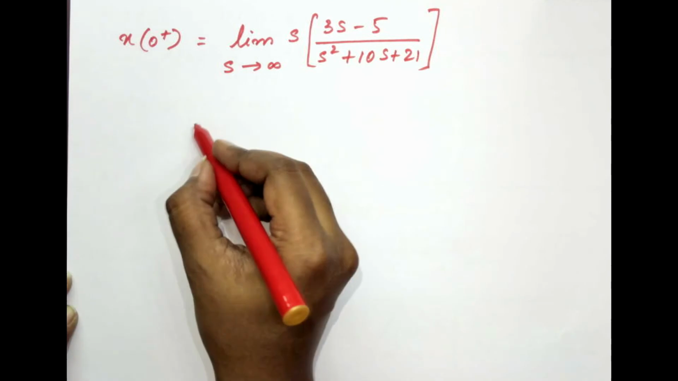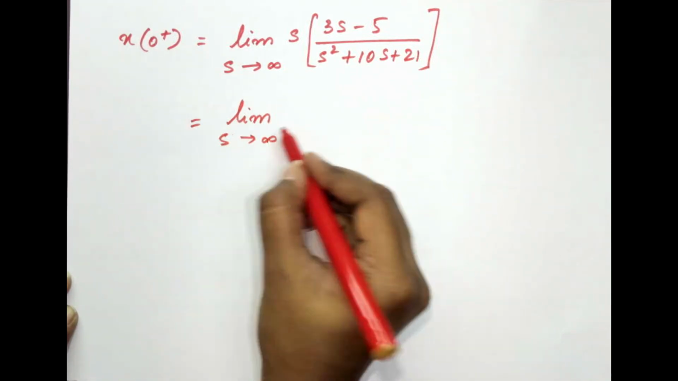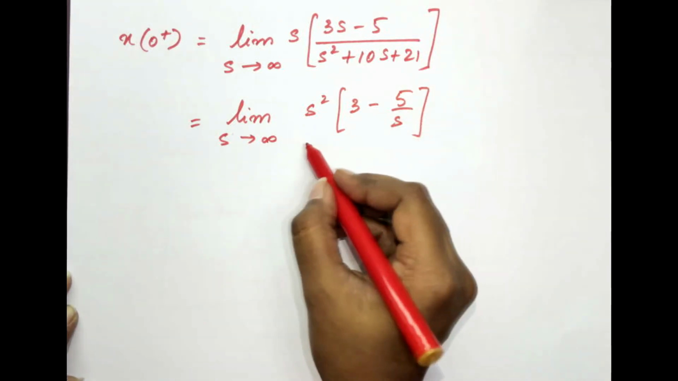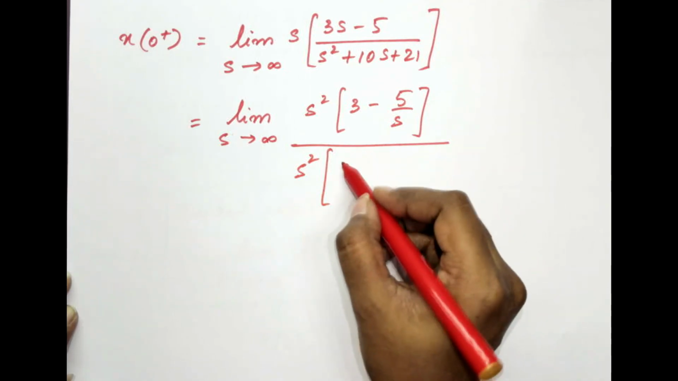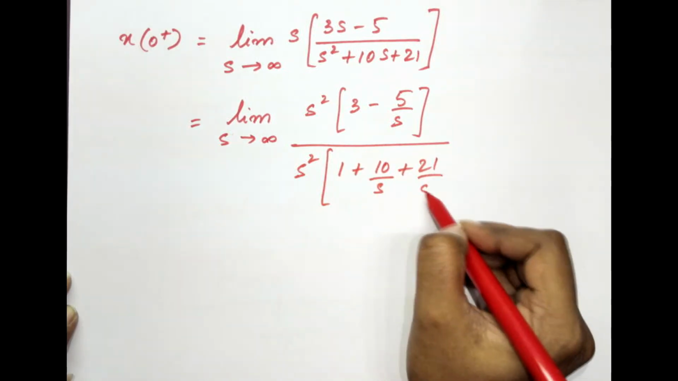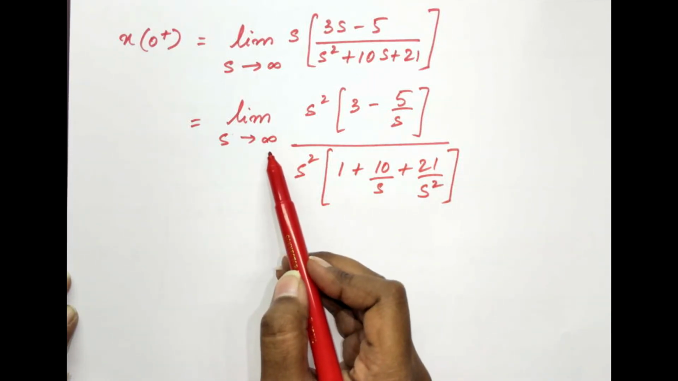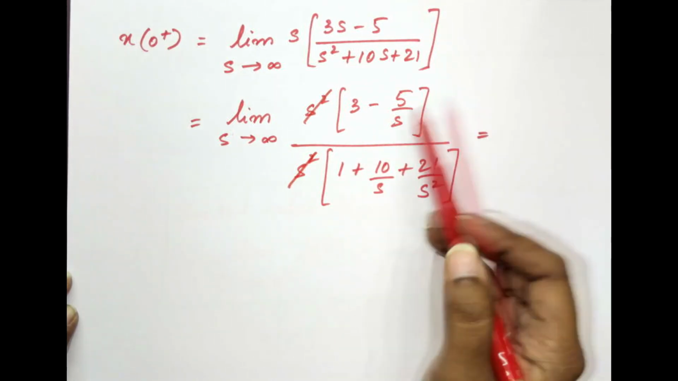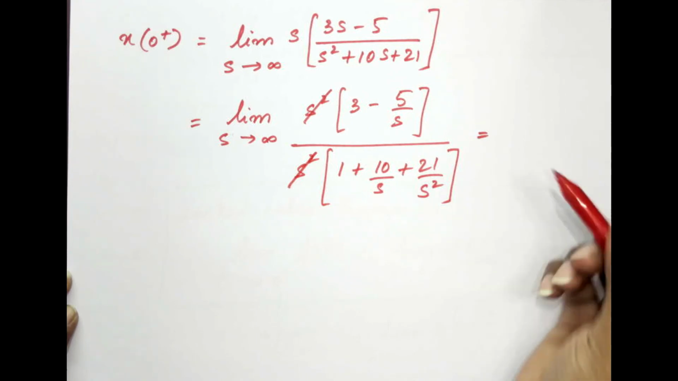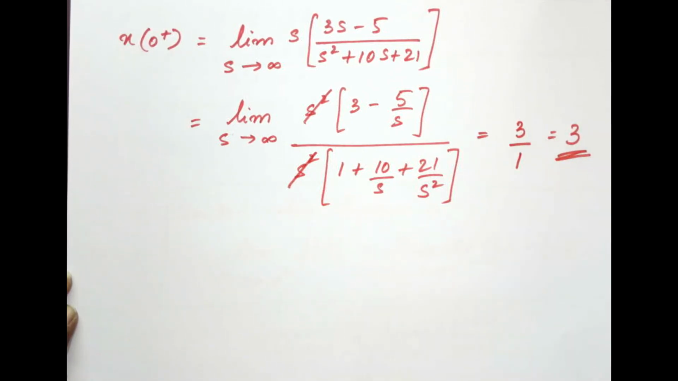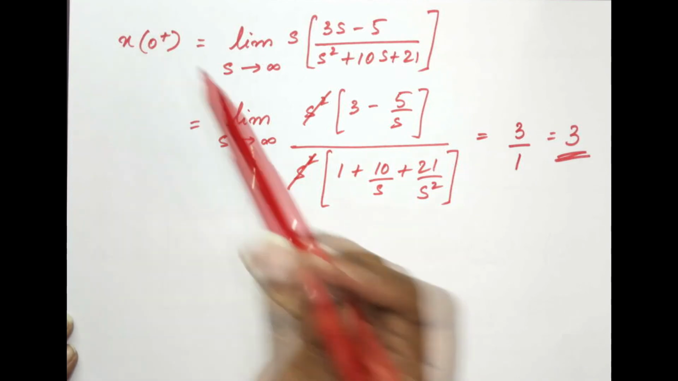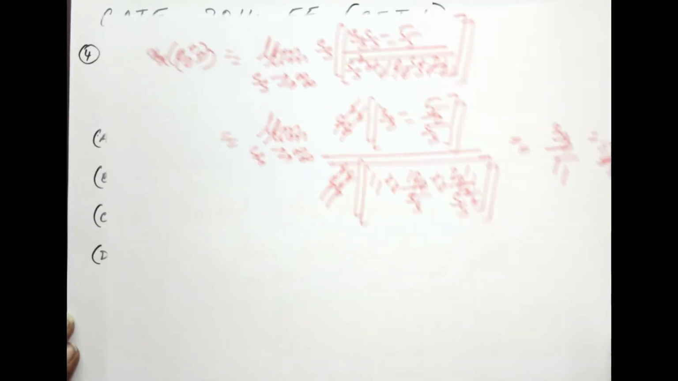So to solve this, limit s tends to infinity, s squared. So when we have s squared here, what do we get? We get 3 + 5/s. And in the denominator, let's take s squared out as the common term. We have 1 + 10/s + 21/s². Now, if we apply the value of infinity, we will arrive at the value. Here s squared cancels out, right? So that's 3 + 0 over 1 + 0 + 0, which is 3 divided by 1, which gives us a value of 3. So for this question, the initial value theorem gives us the answer of 3 at the initial value of 0+. So that matches option B.